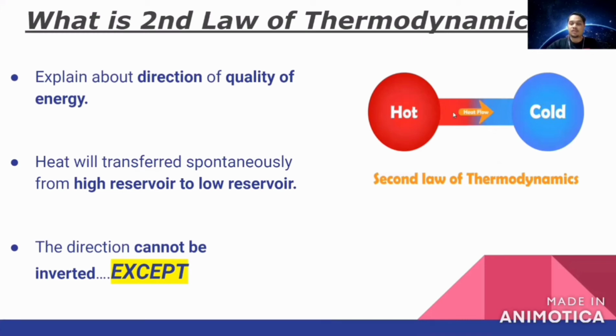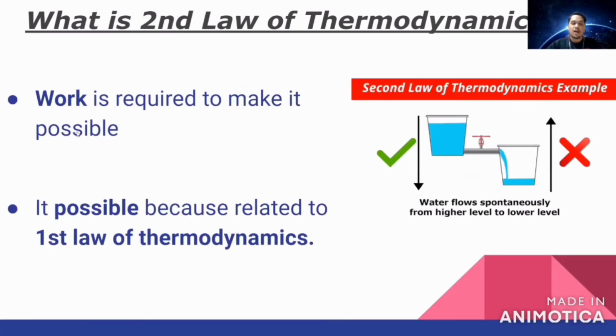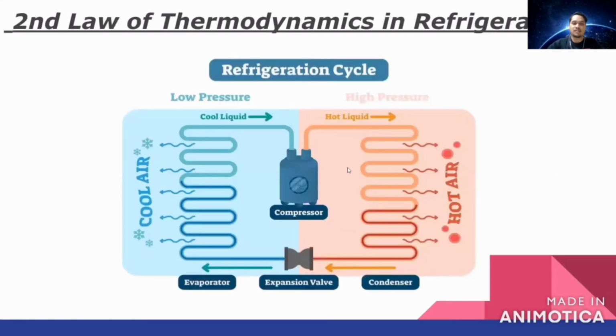So the heat will transfer spontaneously without any external force to the cold chamber until the two chambers are in equilibrium. The direction of the heat cannot be inverted from the cold to the hot chamber unless work is involved. Work is required to make it possible. Let's say in the example, it is possible for water to be lifted up to the higher chamber. It is possible because of the first law of thermodynamics, which explains that energy is conserved from initial to final. So this law is applied in the refrigeration cycle.